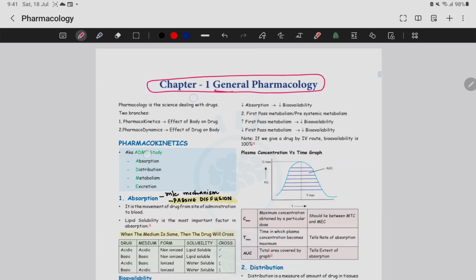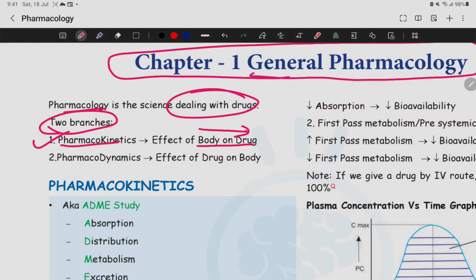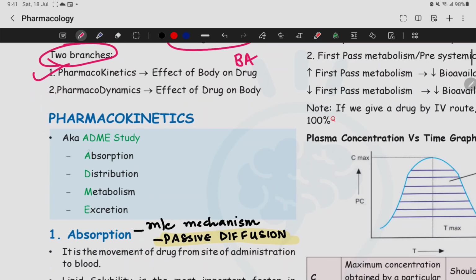First, what is pharmacology? Pharmacology is the science which deals with drugs. There are two branches. Pharmacokinetics is the body on drug. For example, bioavailability. Whatever we study here is the ADME study: absorption, distribution, metabolism, excretion. That comes under pharmacokinetics.